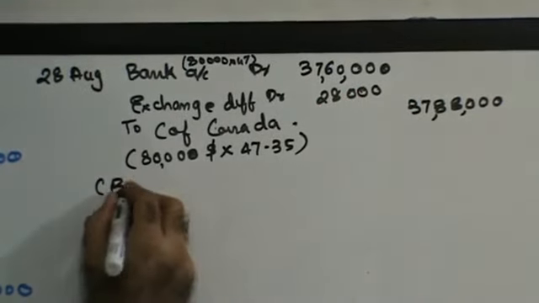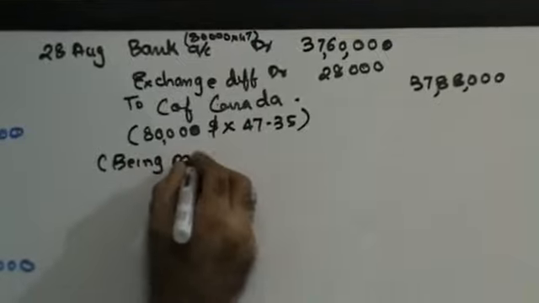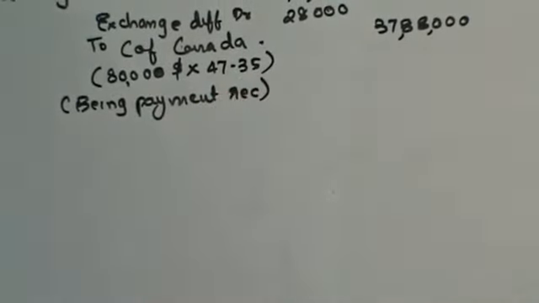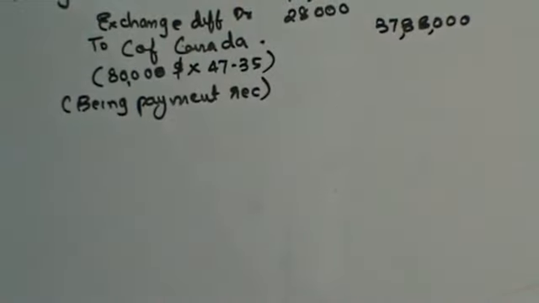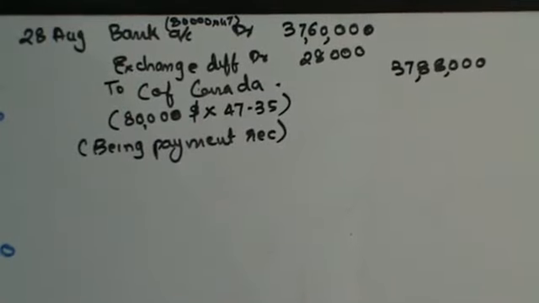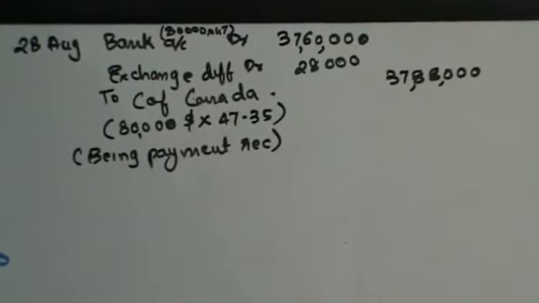Being payment received. Right? That is 28th August. After 28th August, you have 1st October. Right? 1st October.